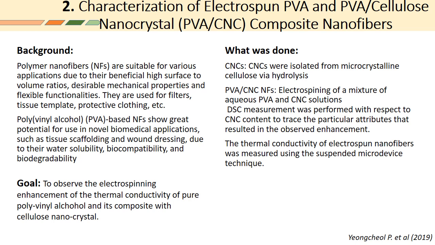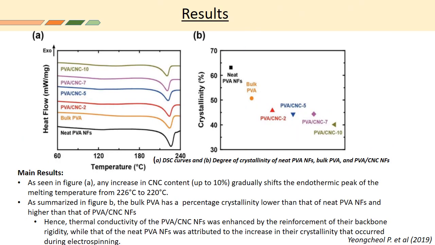Now, what was the contribution of this DSC in this experiment? Let's discuss further. After the DSC was conducted, it gave a curve, which we have seen. We got two curves, A and B. From curve A, we've seen that the endothermic peaks exhibited a shift of melting temperature from 226 degrees to 220 with an increase in CNC content of up to 10%. From curve B, the DSC characterization shows that the percentage crystallinity of bulk PVA was lower than that of neat PVA nanofibers.